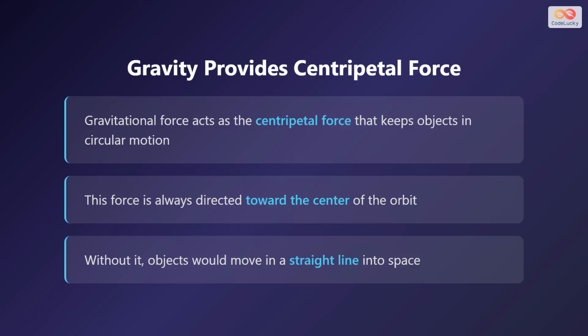The key to understanding orbits is centripetal force. Centripetal means center-seeking. For objects in orbit, gravity acts as this centripetal force. It constantly pulls the satellite toward the center of Earth, preventing it from flying off in a straight line. Without gravity providing this inward force, the satellite would obey Newton's first law and continue moving in a straight line into space. So gravity isn't just pulling things down. It's actually keeping satellites up in orbit by continuously changing their direction.